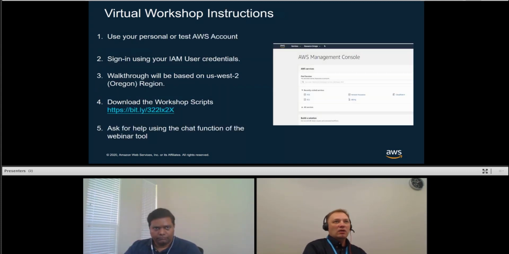And here are the instructions. Use your AWS account and log in to it using your IAM credentials. I will be deploying my resources in the US West 2 Oregon region. You can do the same, or you can select any other region of your choice if you wish. I'm going to be executing a couple of scripts for the hands-on part, and that's where you can download those scripts. There's a Bitly link there.